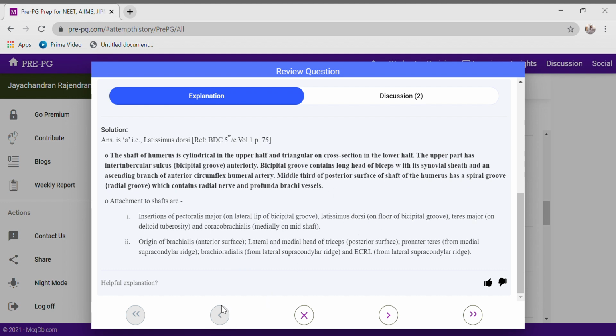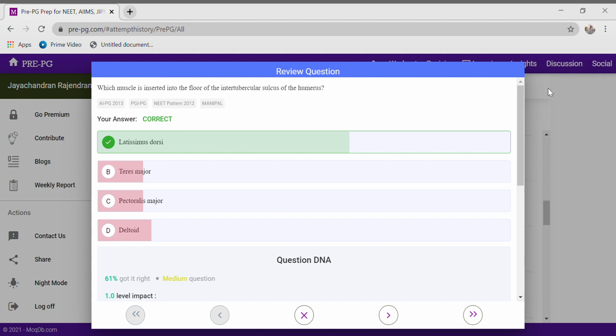That's it about the arm and the cubital fossa. Thank you.